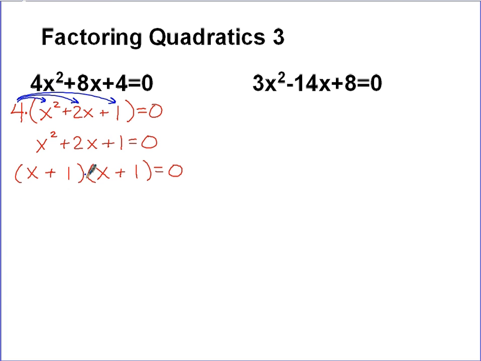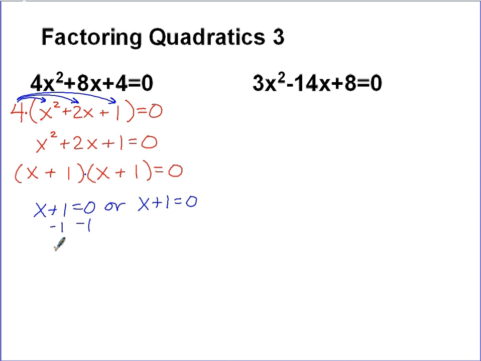These are two things multiplied equaling 0. When two things multiply to equal 0, one of them has to equal 0. So x plus 1 has to be 0, or x plus 1 has to equal 0 in order for these things to multiply to 0. Now they're both exactly the same, and so I'm not going to have two answers. I'm going to have one solution for this one.